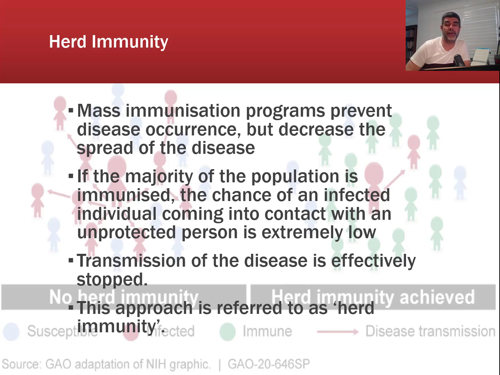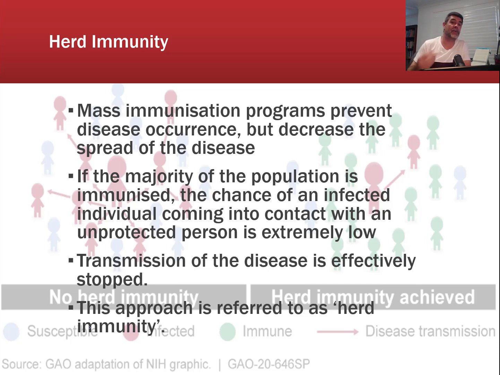Now, the idea of herd immunity is basically to think about what happens as the proportion of people within a population who are immunised increases. We've already seen that the statistics tell us that mass immunisation programs do prevent disease occurrence, but one of the things they also do is decrease the spread of disease. Because once the majority of the population are immunised, the chance of an infected individual coming into contact with someone who has not been immunised is very low.